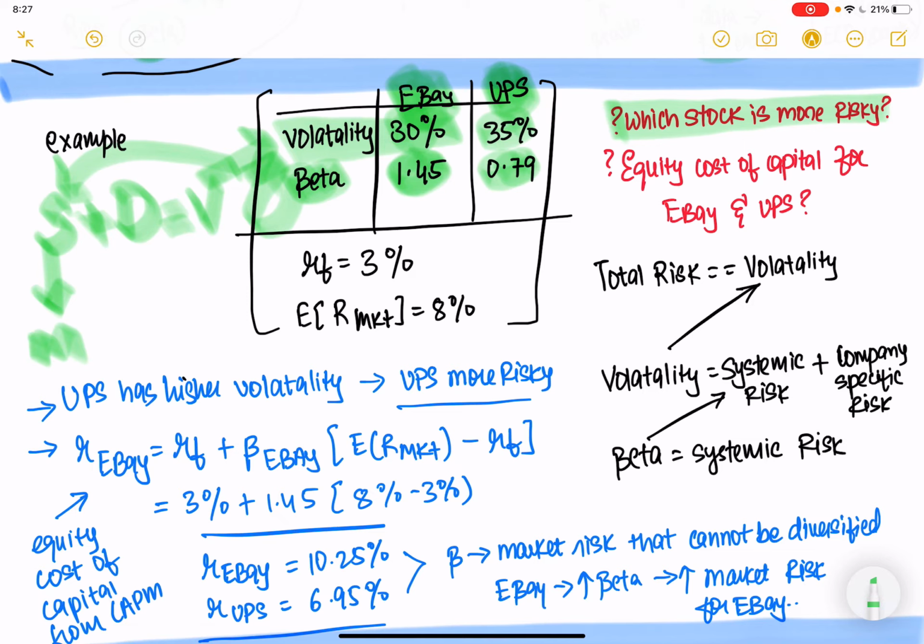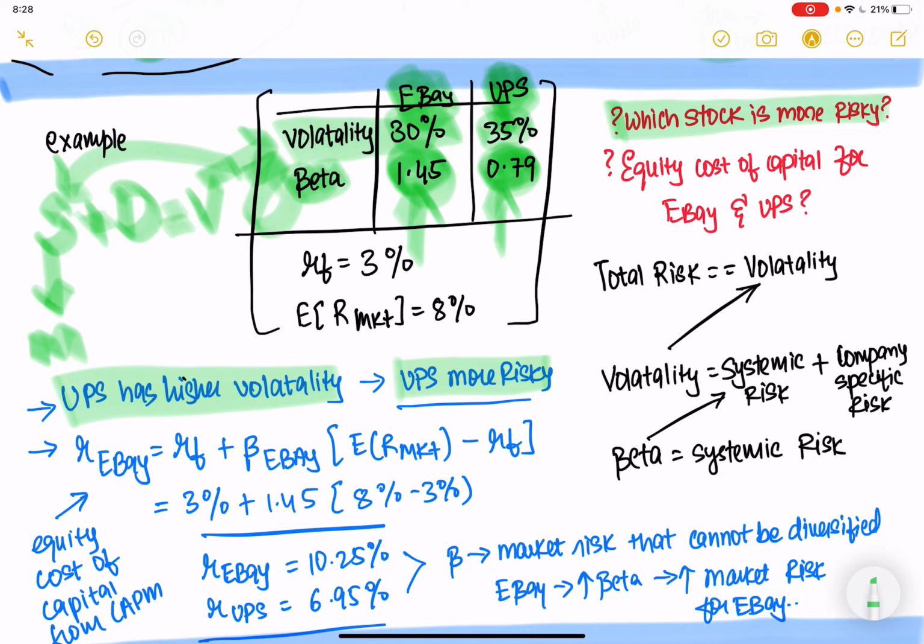I would say eBay is more risky, right? Because you can diversify the volatility that you get in UPS by combining it with some other efficient frontier portfolio that we covered in the previous videos. But you can't really get rid of the systemic risk of 1.45, which is almost half in UPS. So UPS has higher volatility, so it is more risky.